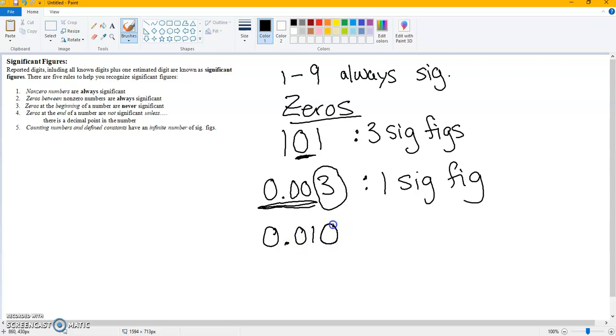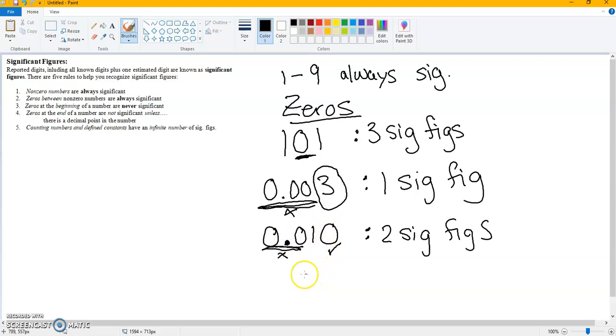0.010. We learned from rule number 3 that these numbers do not count, okay, leading ones. But this 0 does count because there's a 1 in front of it and there's a decimal place. So this would actually have 2 sig figs. So if you see anything that has any number, 1 through 9, in front of a 0, and there's a decimal place, you know that that 0 counts.